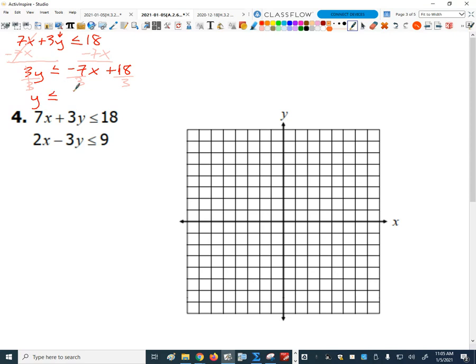Y is less than or equal to. Now, notice here, I've got negative 7x divided by 3, but I want this to look like mx plus b, so I'm just going to group the negative 7/3 together, and that's my slope, isn't it? So y is less than or equal to negative 7/3 x plus 18 over 3, which is 6. So there I've got it. I've put my red inequality into slope-intercept form. So Gabe, help me graph that, please. Start with the boundary line.